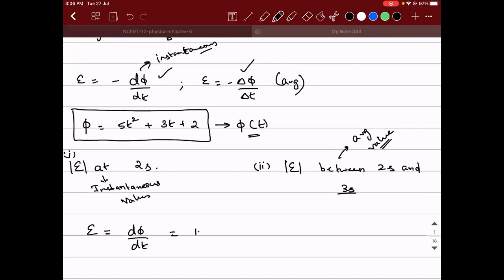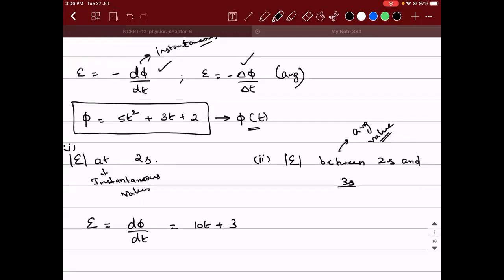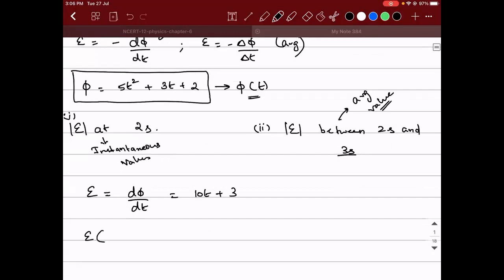So what is d phi by dt? It is going to be 10t plus 3. So what is going to be the value of EMF at 2 seconds? It is going to be 20 plus 3, that is 23. Right? It is going to be 23 units. Similarly, what is going to be the value of EMF between 2 seconds and 3 seconds?